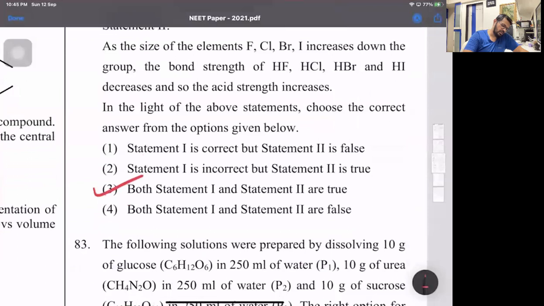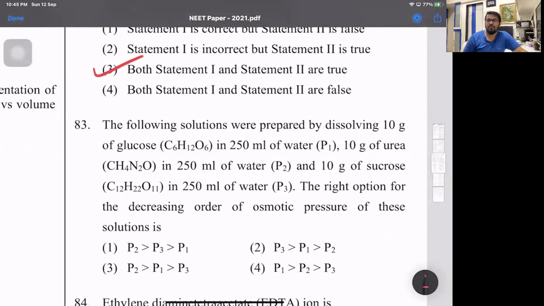Then the following solutions are prepared by dissolving 10 grams glucose in 250 ml water, 10 grams urea in water and 10 grams sucrose, with the volume the same, 250 ml. They want the decreasing order of osmotic pressure. Osmotic pressure is pi. All colligative properties are inversely proportional to molecular weights. The one whose molecular weight is least will have the highest osmotic pressure. Urea has molar mass 60, then glucose 180 and sucrose 342. So you have P1 for glucose, P2 for urea, so P2 will be the maximum. There is one option with P2, P1 and then this, that's option 3 there. 83 is the third one.